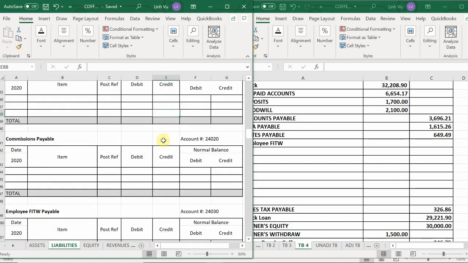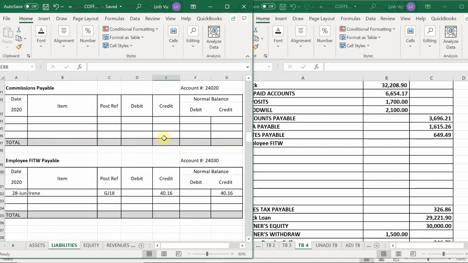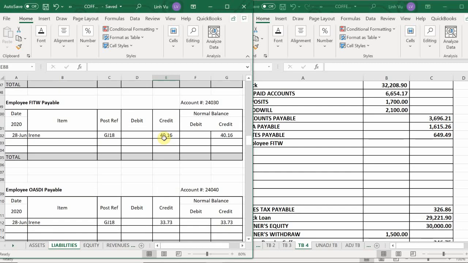We do not owe Albert anything, because we paid him at the time. It was payday. So FITW for the employee. Again, your trial balance can have abbreviations and shortcuts. You don't need to type in the whole thing as long as you can determine that this is FITW. You don't need to enter payable for every single one.